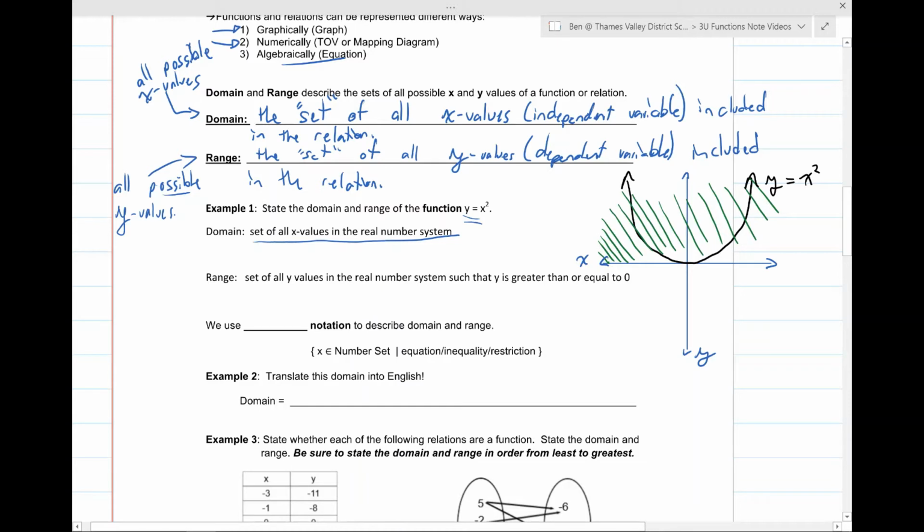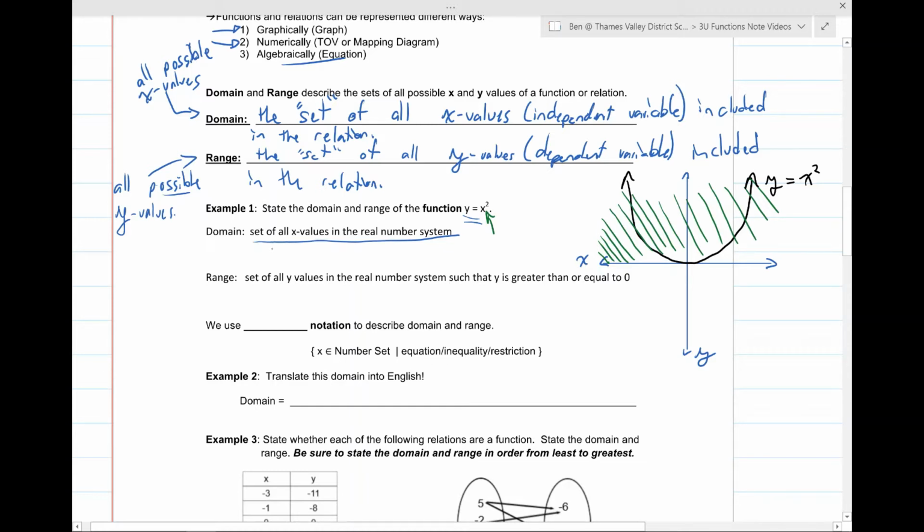So our x values that are possible to go in here, all of our possible x values, there are no limitations on them. We can handle any x value. We could square that x value, and that would give us an output value for y. So it's all, again, all x values in the real number system.